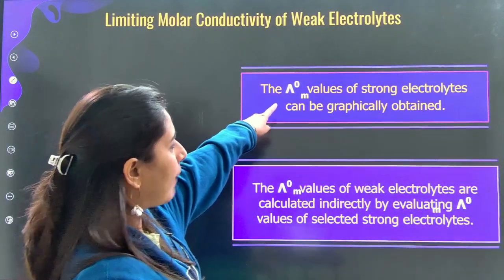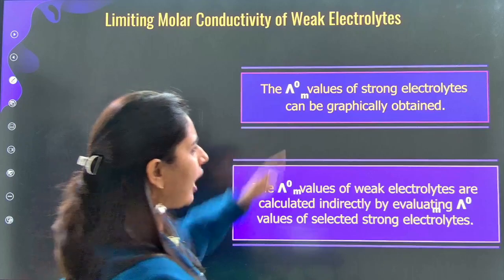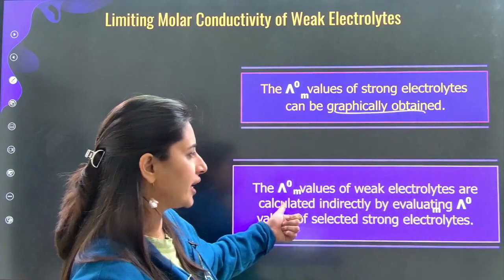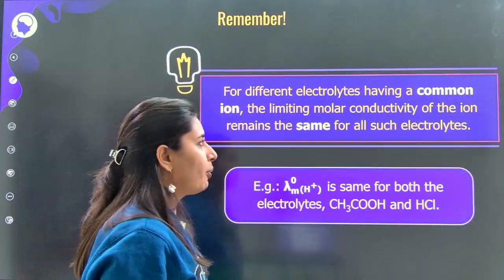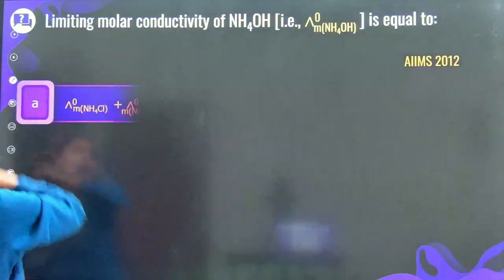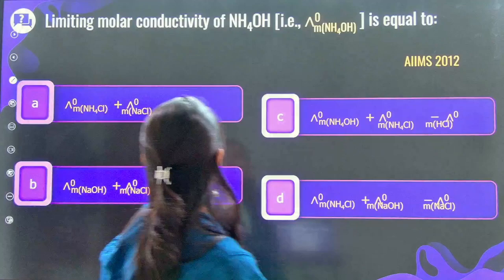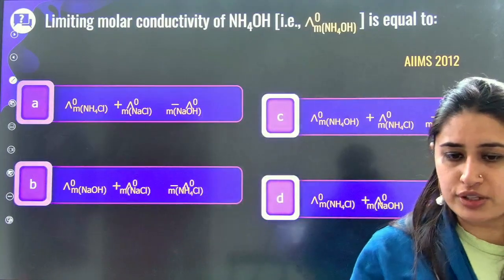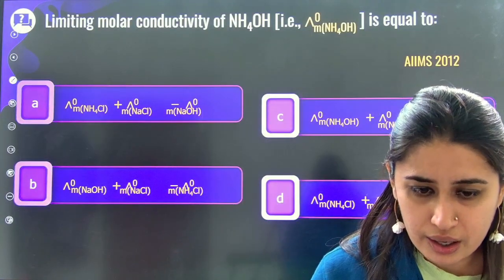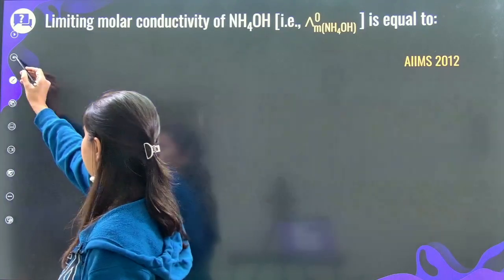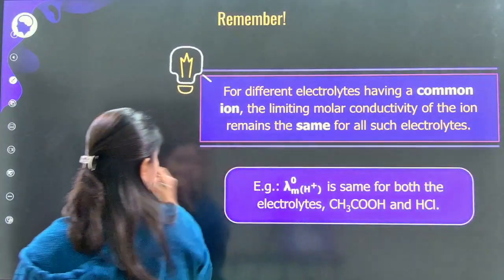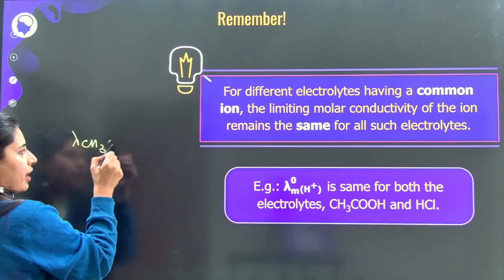The values of lambda naught M of the strong electrolyte can be graphically obtained, but we know that for weak electrolytes they can't be graphically obtained, but we can take help of the strong electrolytes. Let's see how. This is a question waiting for you. How will you take help of the strong electrolyte to find out the lambda M of the weak electrolyte? Before you attempt, let me give you an insight into this one. For example, here for acetic acid, this is what we had to find out.